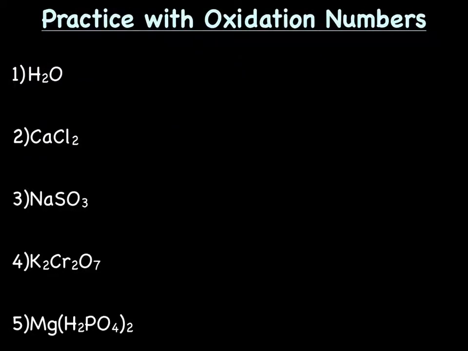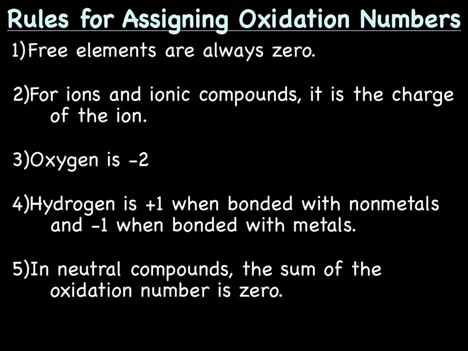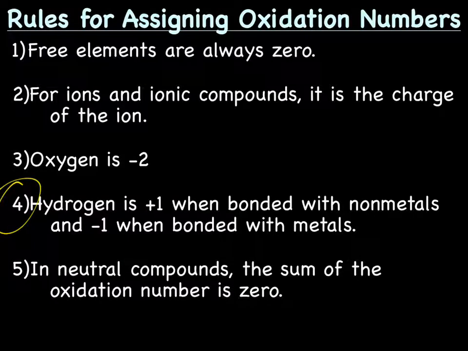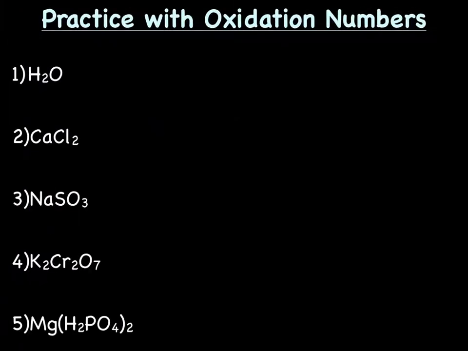All right, practice with oxidation numbers. Let's try this out. So we have H2O. So we have H's and we have O's. There's no free elements here. So let's go back and look at our rules real quick. H is +1 when it's bonded with a nonmetal and -1 when it's bonded with a metal. Looking at this one right here, H is bonded with O, which is a nonmetal, so that means his oxidation number is +1.